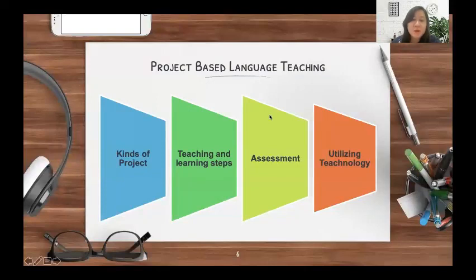Utilizing technology is very important in implementing project-based language teaching. Based on a study conducted by Sri Mangkorn in 2021, technology supports project-based learning to be implemented effectively. By utilizing technology, students can search various materials related to the problem being discussed on the internet. And this kind of activity can improve students' literacy skills and vocabulary also.